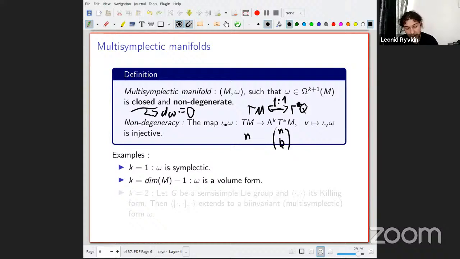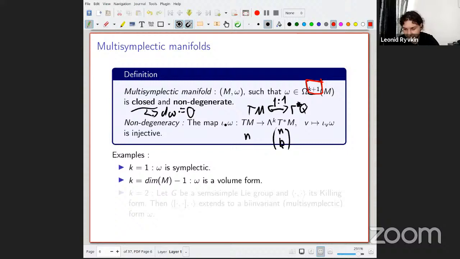So the first example, of course, is symplectic. This is also the reason why we say that something is k-plectic if it is a k plus one form. We want k equal to one to be symplectic. And also in the k equals one case, we have a Lie algebra of observables. And in the k equals two case, we have a Lie two algebra, which will become more clear later. So k equals one, symplectic, is the first example.